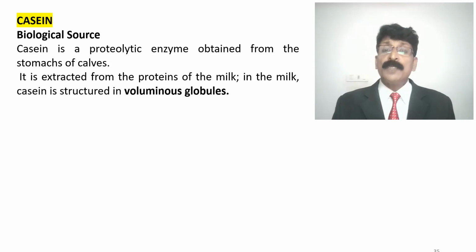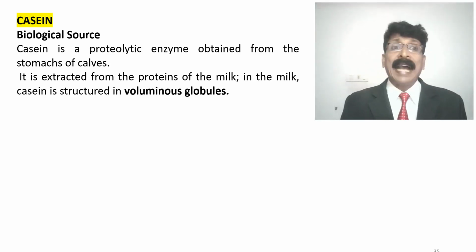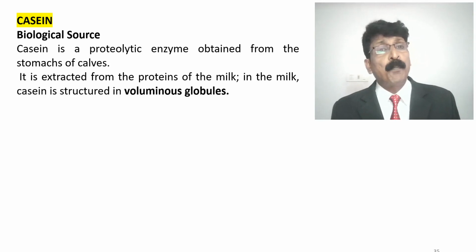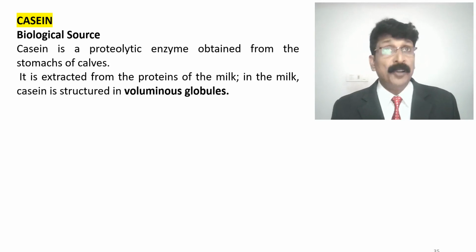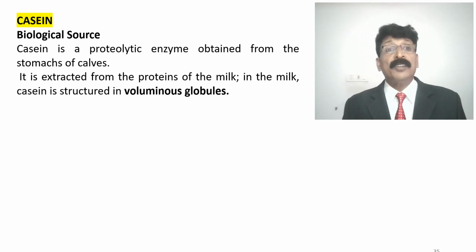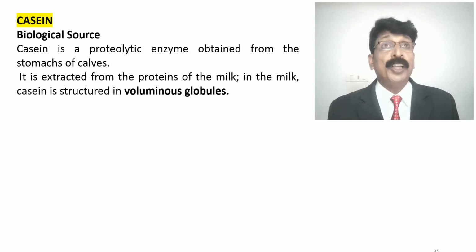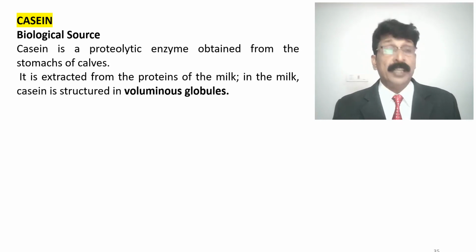Biological source of casein: usually it is from milk. You have to remember the lab in which you isolated casein from the milk. This is also important for you to specify in your record, as well as to revise your knowledge of what you did in the lab, how you isolated casein from the milk.